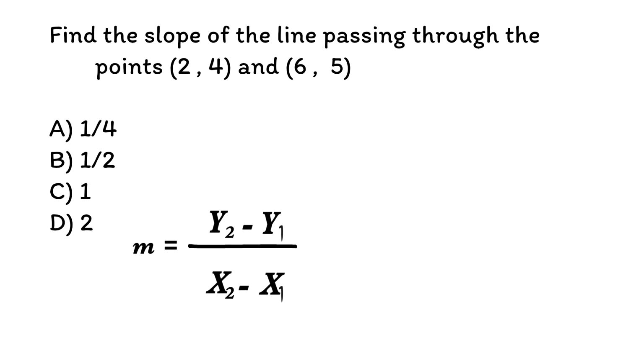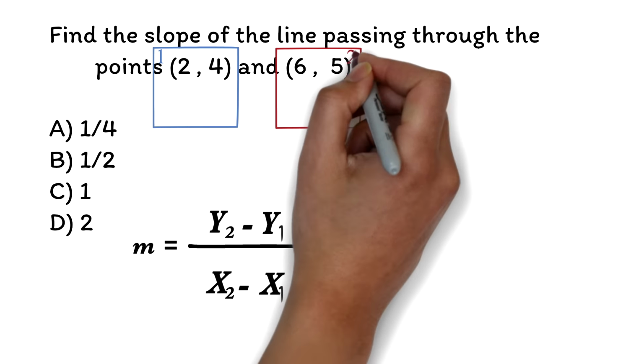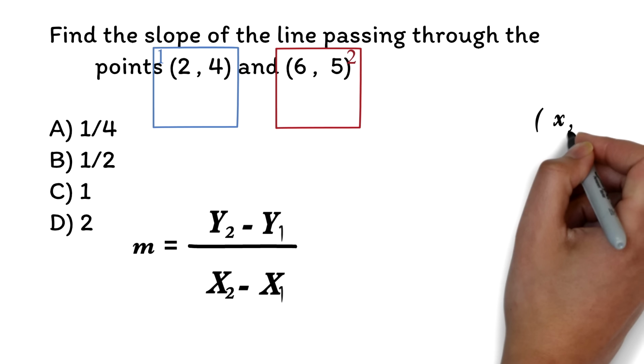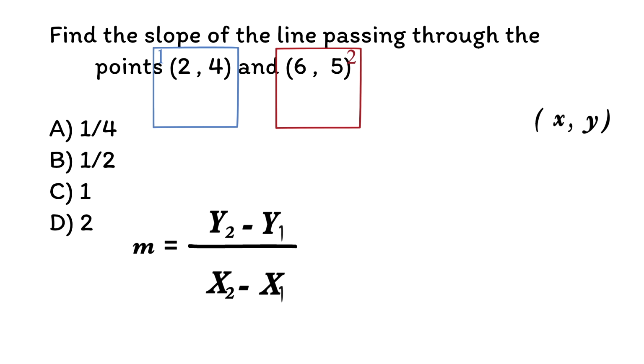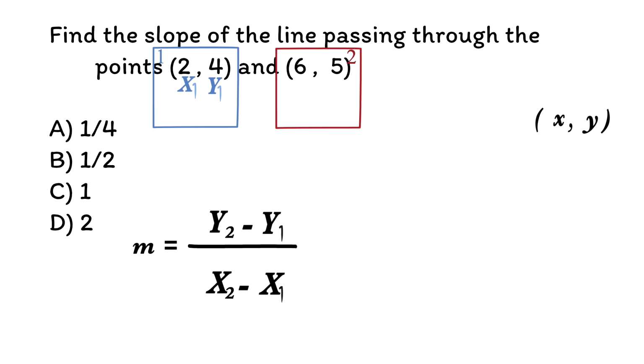Please note that you can call any of the points 1 or 2. I'm choosing this as 1 and this as 2. We know that when you have a point, the first value is your x, and the second value is your y. Since we are calling this point 1, we will have x1, y1 here. Same thing for this. Since we are calling this our point 2, we can call this x2, y2. We just put the values into the formula.